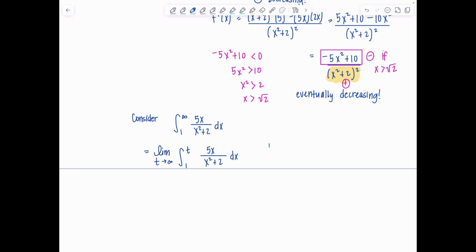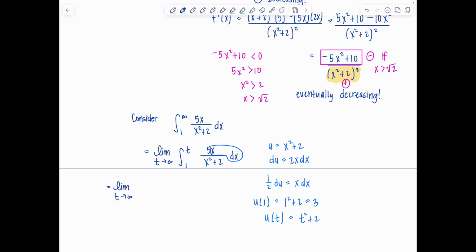So I'm going to let u equal x squared plus 2. Then du is 2x dx. I only have x dx, so I'll write 1/2 du is x dx. And then don't forget, we also need to change our limits of integration. So u of 1 is 1 squared plus 2, my new lower limit's 3. And then u of t is t squared plus 2.